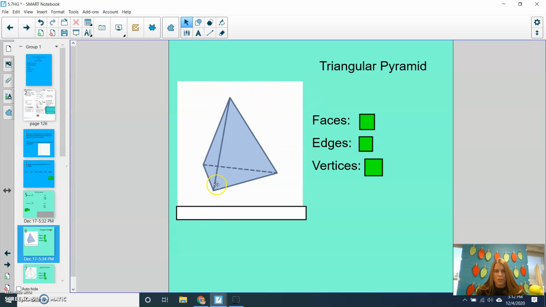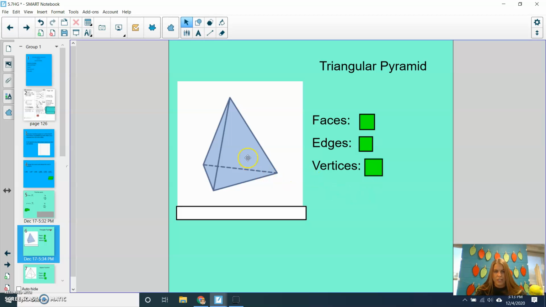So I'm showing you the shape of a triangular pyramid. I know that it's a triangular pyramid because it has a triangle at the bottom. So what I'm going to ask you to think about is how many faces, edges, and vertices does this triangular pyramid have? When I'm talking about faces, I'm talking about the flat parts. When I'm talking about edges, I'm talking about the line segments. And the vertices are like the points. Can you press pause to try to solve and then play when you're ready to check?